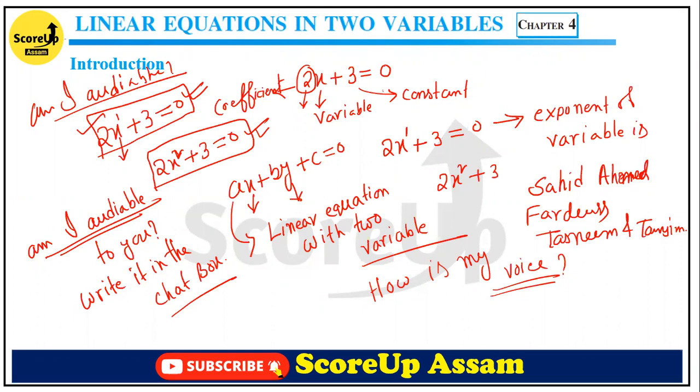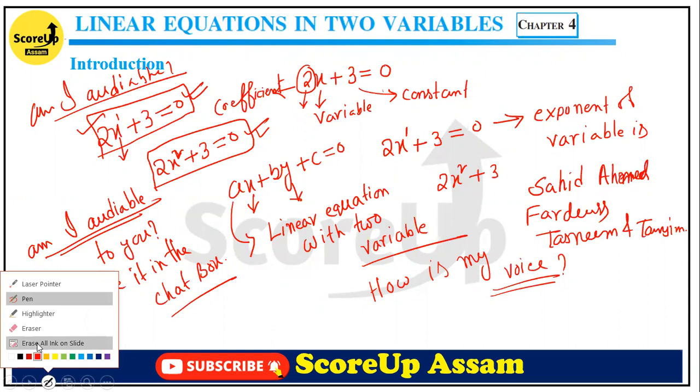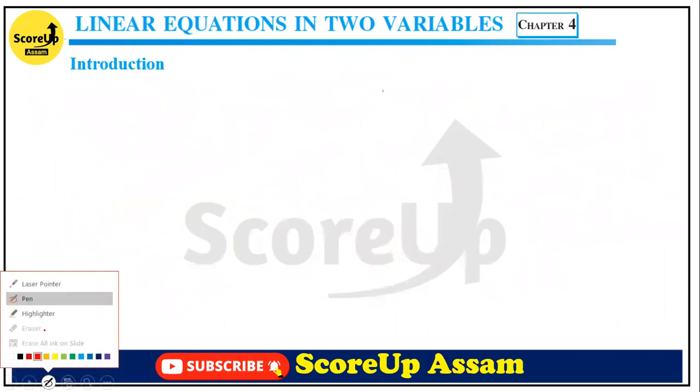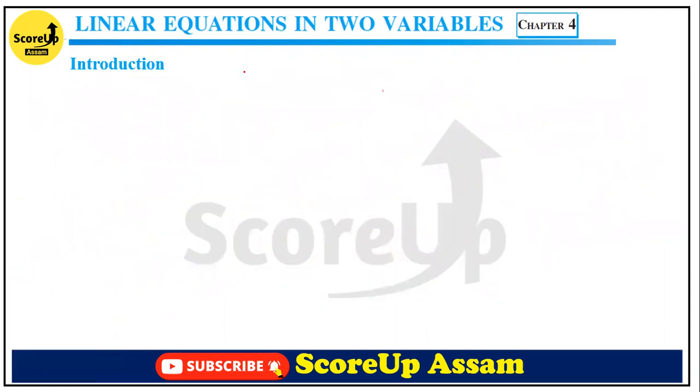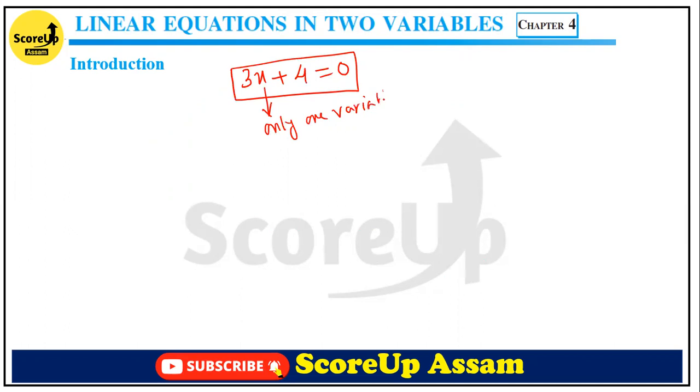Now see, let me explain from the beginning. Suppose there is an equation x plus 4 equal to 0. This is a linear equation with one variable. Why is it a linear equation with one variable? The variable is x, which is the only variable here. Secondly, the exponent or power of this variable is 1.